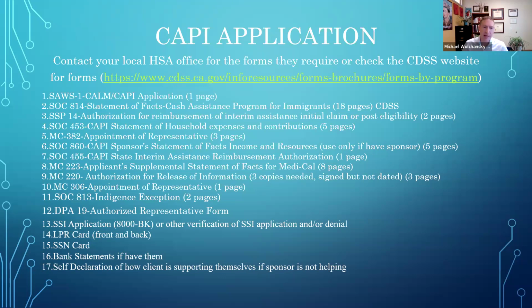Again, to qualify for CAPI, you cannot be eligible for SSI or SSDI. And you also have to be there. Not very complicated, but the requirements are laid out in the Manual of Policies and Procedures, and I can show you where that is, about what the requirements are for applying for CAPI. So you see here, we've got a pretty exhaustive list of everything you'll need to have in order. But again, you might not need all these forms, so make sure to contact your office.